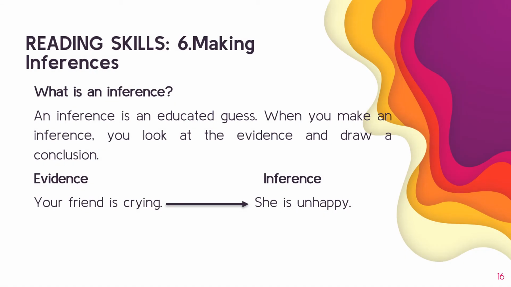The sixth skill we have is making inference. It's simply an educated guess. When you make an inference, you look at the evidence and draw a conclusion. For example, here the evidence: your friend is crying. So you can infer directly she is unhappy, because if she were happy, she would not cry.